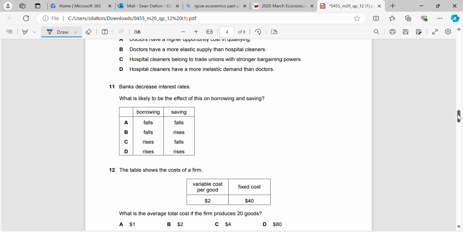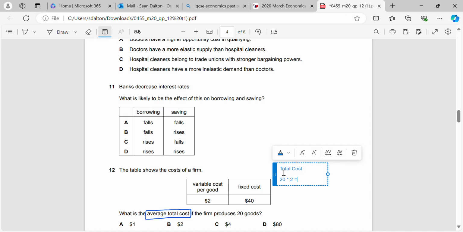Okay, question 12. The table shows the costs of a firm. What is the average total cost if the firm produces 20 goods? Okay, first thing, our fixed cost is going to stay the same, right? So the first thing we need to do is calculate our total cost. So 20 multiplied by 2, that's going to give us our total variable cost, which is 40. And our total variable cost plus our total fixed costs, which stay the same, means that our total cost is going to be 80.